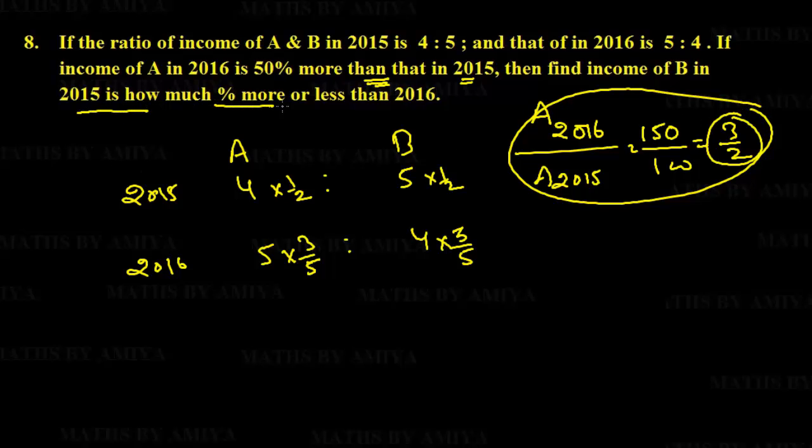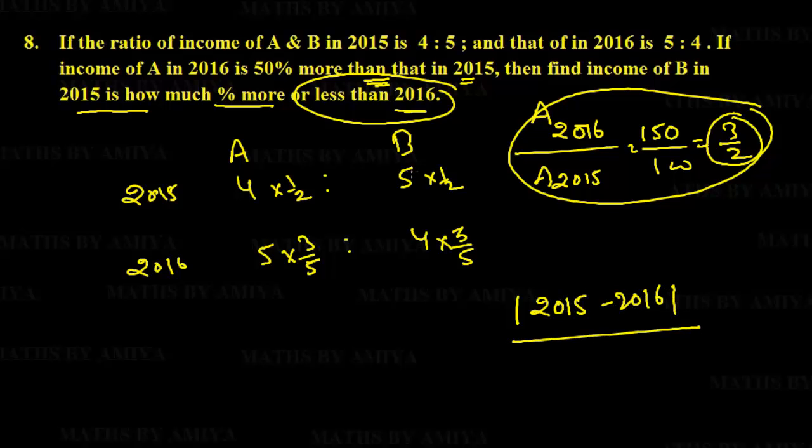2015 is how much percent more or less than 2016? Since it is 'than 2016' and 'more or less', we have to find 2015 minus 2016 in mod terms, upon 2016, into 100. What is the 2015 value of B? That is 2.5. What is the 2016 value of B? This is 2.4. It means 2016 is less.